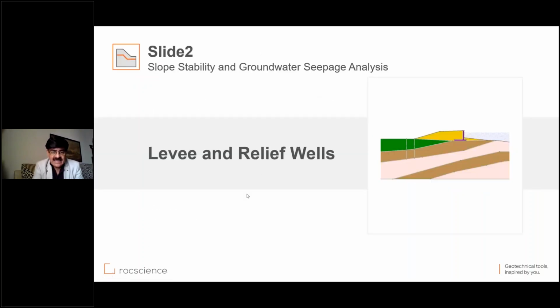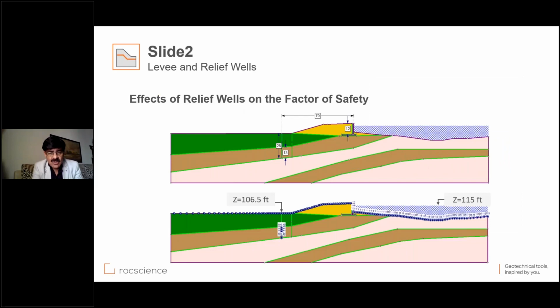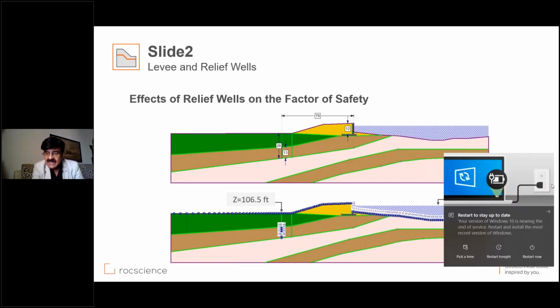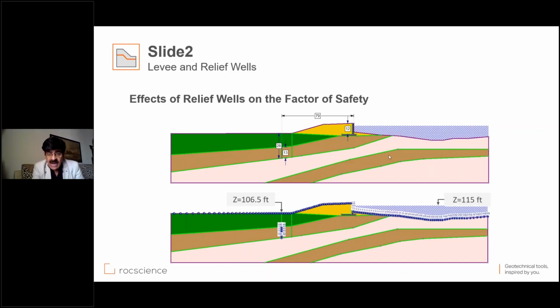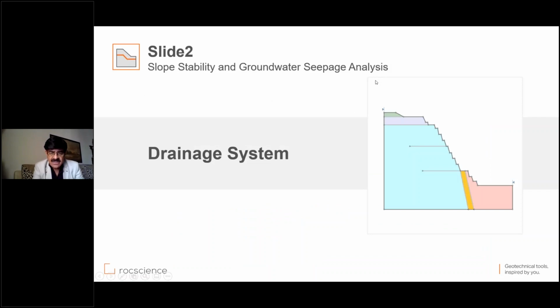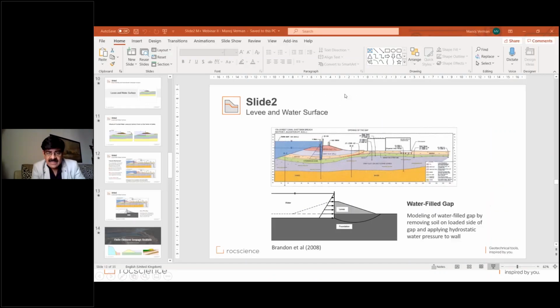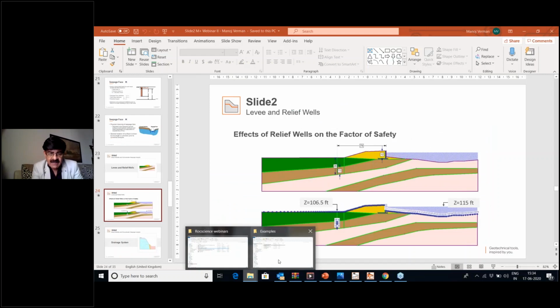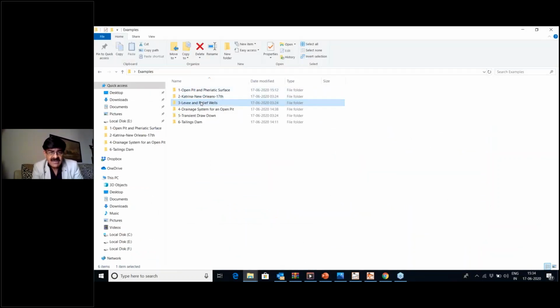Now we're going to look at this example, which is levee and relief wells, and so we're going to see through this example the effect of relief wells on the factor of safety. First, we'll carry out the analysis without the relief well, and then we'll see, if the factor of safety is low, how we can improve the factor of safety by adding some relief wells. And I'll explain what a relief well is at that stage. So let me just go to the example of levee and relief wells, which is here, and we're starting the program.